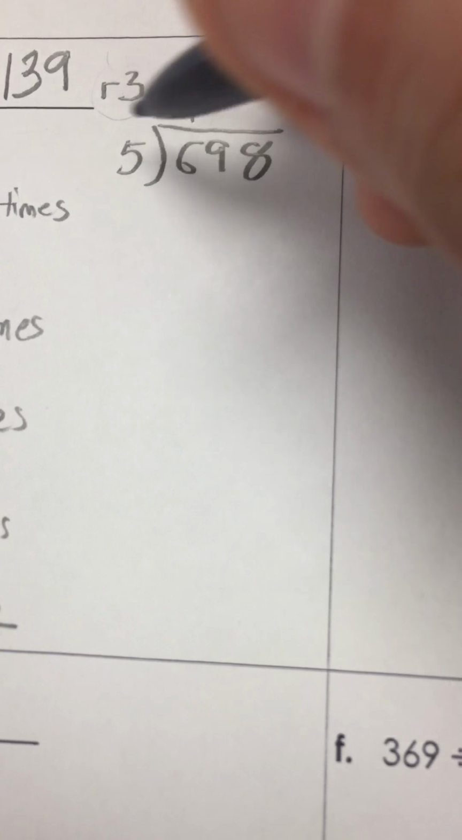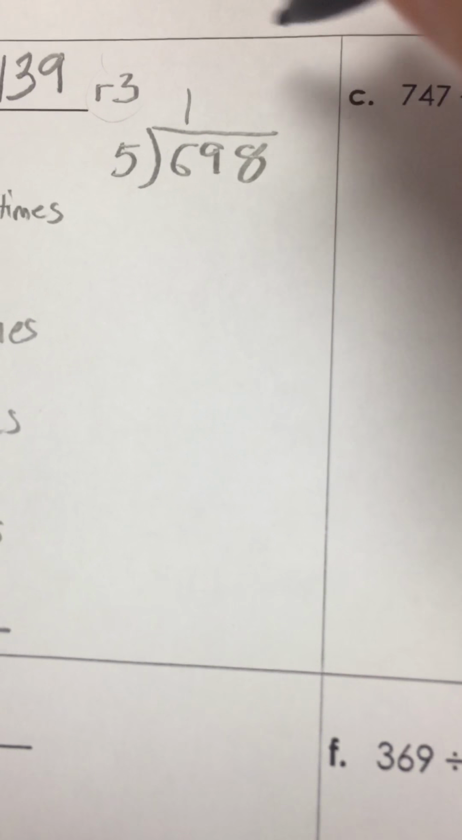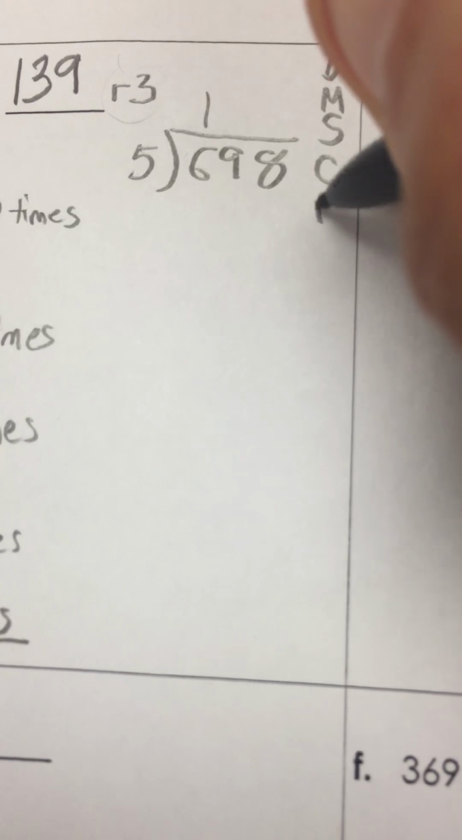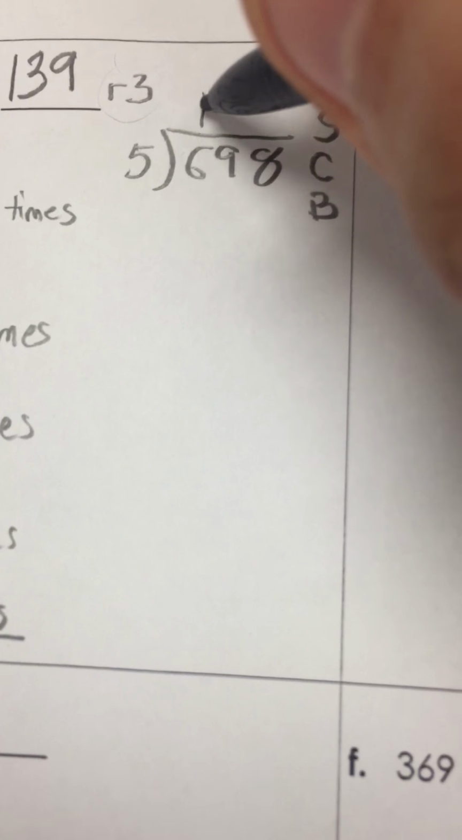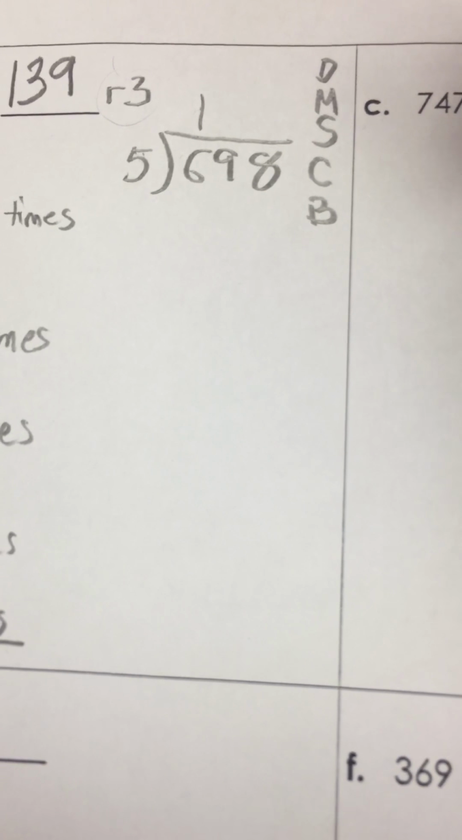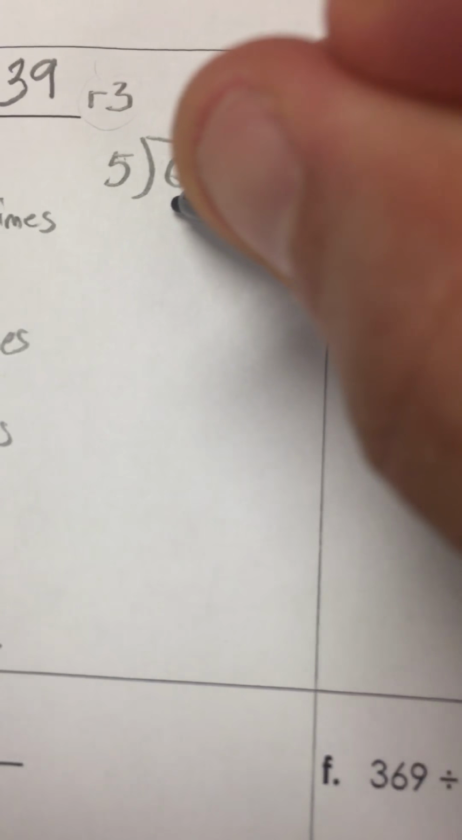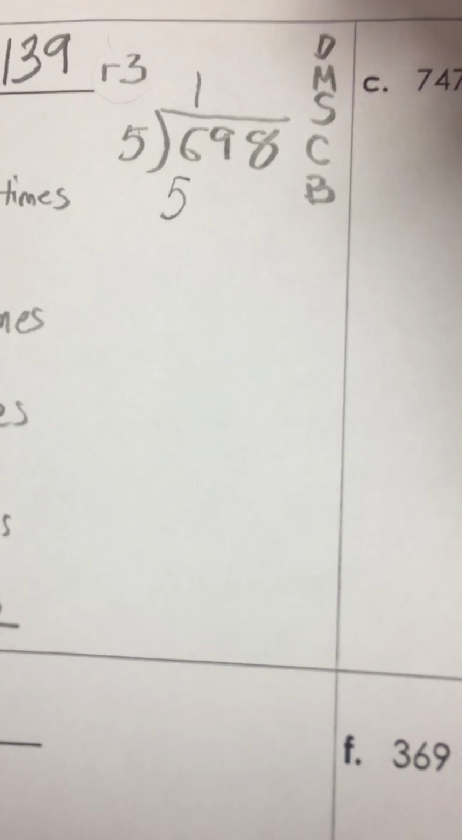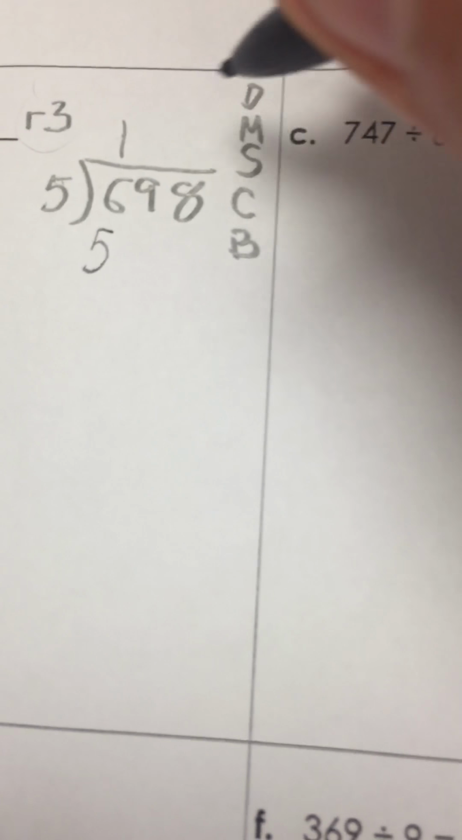Not subtract yet. Multiply. Remember, it's D, M, S, C, B. 1 times 5 is 5. Maybe you should tell them how to remember. What's the way that we can remember the steps if we've forgotten?